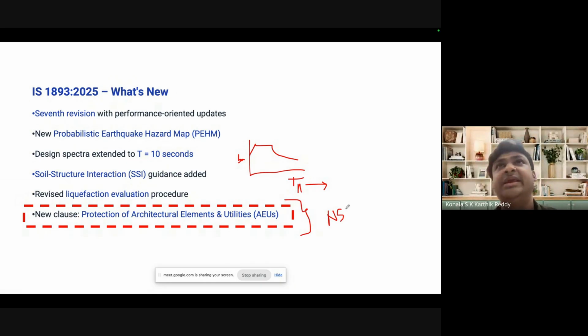And there is also a famous saying. I don't know whether you heard of it or not. It's not the earthquake which kills people. It's the lack of awareness of earthquake that kills people.